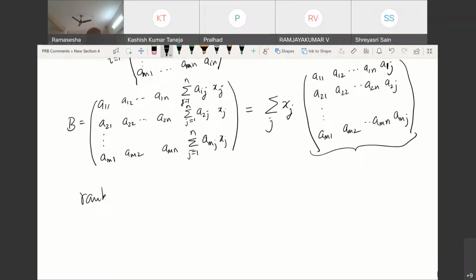So they call it sigma over rank of the matrices Bj. What you are seeing is that the jth column has been repeated here, right?